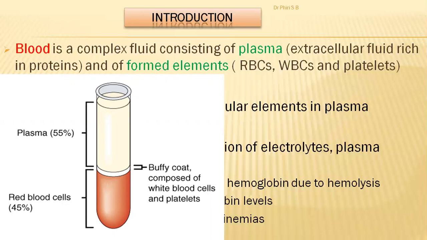So the major part of blood is plasma, which will contribute about 55% of the whole blood. And then the 45% are the formed elements, mainly red blood cells, white blood cells and platelets.